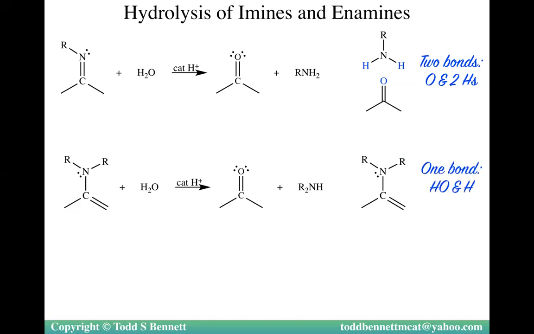I'm going to add just an H and an OH. So if I add an OH on this carbon, and an H on the N, I have an H on the N, so I have exactly what I wanted, the secondary amine. We're good. Here, though, I have what's known as an enol.